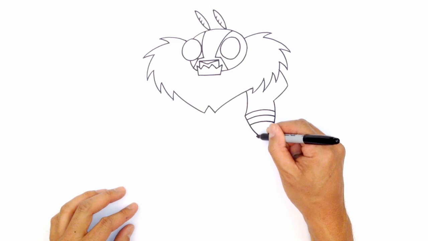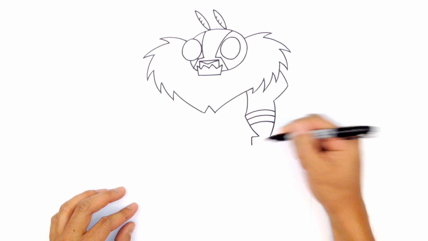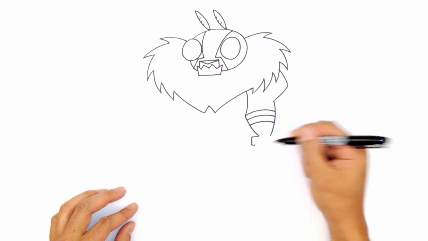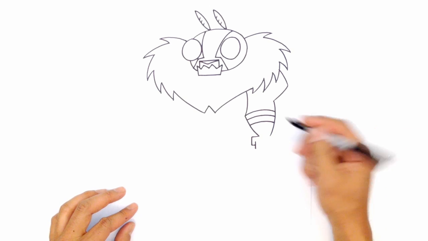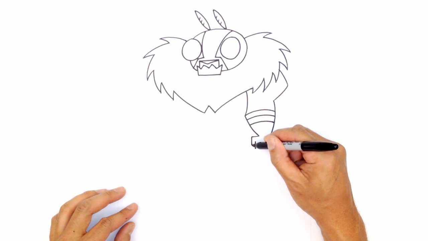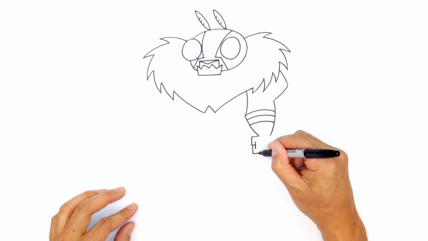So from this point, I'm going to draw an angled line going straight out towards the left. I'm going to come straight down, and I'm going to go straight towards the right. From this line, I'm just going to intersect it with a straight line coming down. Let's do an overlap.